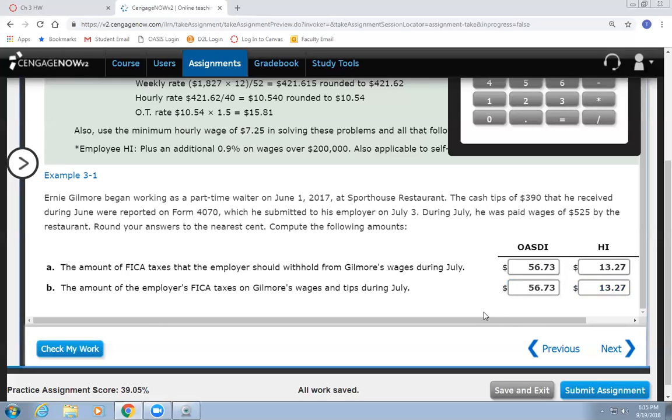Okay. So again, the only difference with the tipped employee is you have to calculate their taxable wage first. So tips plus whatever their employer has paid them. Any questions on that one? Alrighty. We have one long problem and then one short one, and we're done.